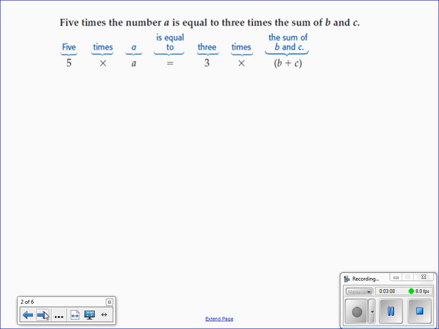Now we're going to look at writing some equations. Here's kind of a simple one pulled out of the Algebra 1 book here. 5 times the number a is equal to 3 times the sum of a and b. And they kind of wrote it out here, just like it was in the problem. 5 times the number a is equal to 3 times the sum of a and b. We're adding those.